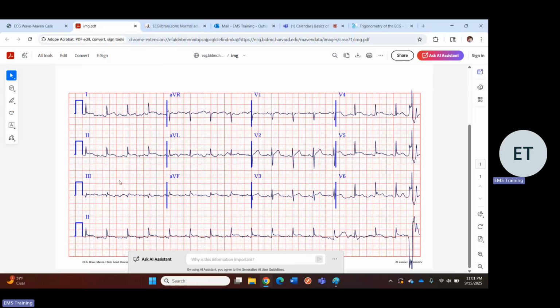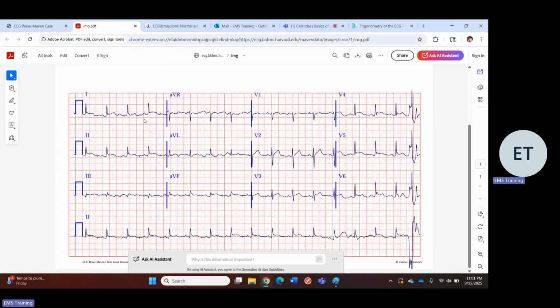Okay, anyways, going back. Does this look normal? No, it does not. Is there a P for every QRS? Yes. Is it paced? I don't know, maybe. Does the QRS look wide? Nope, looks narrow. So this is a sinus rhythm.